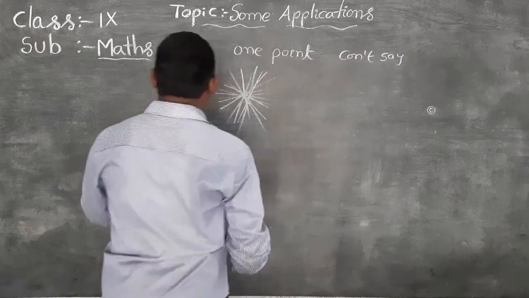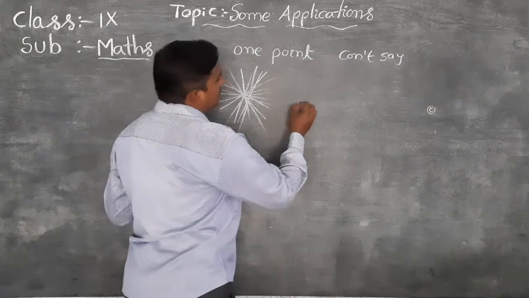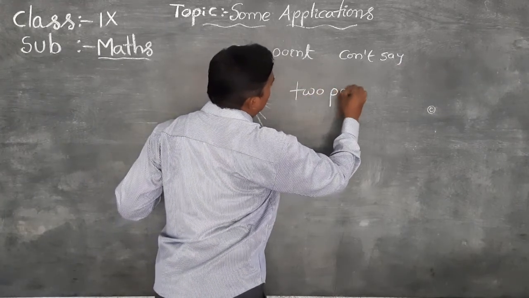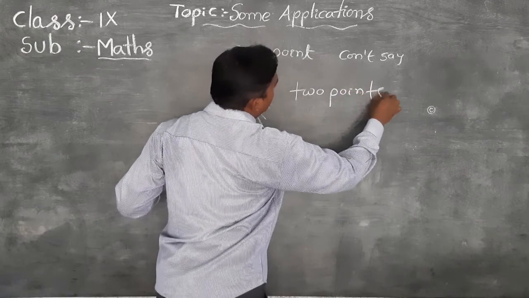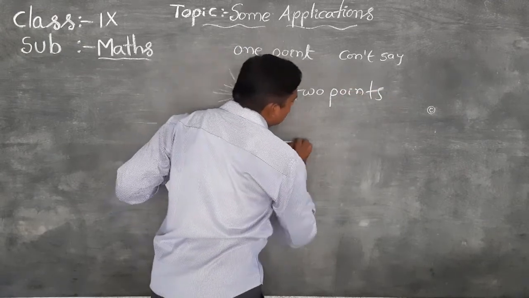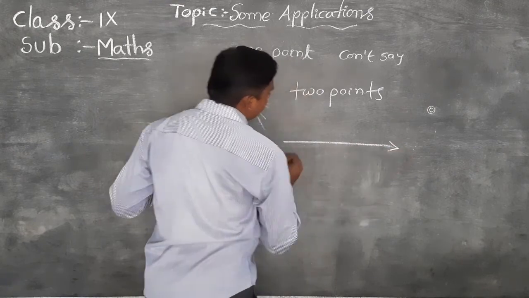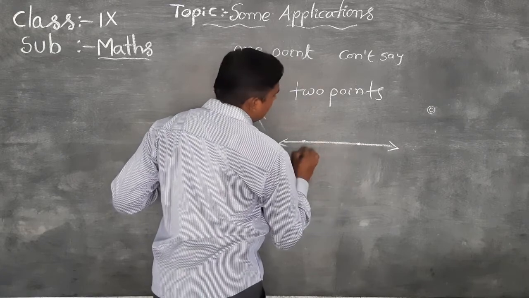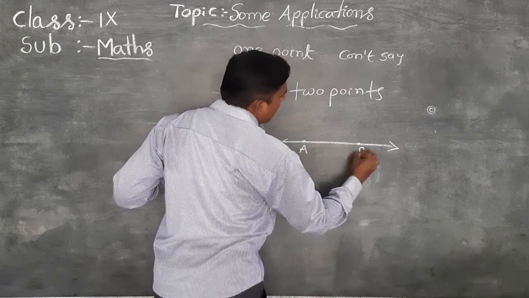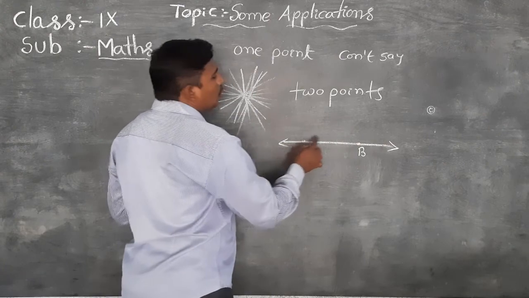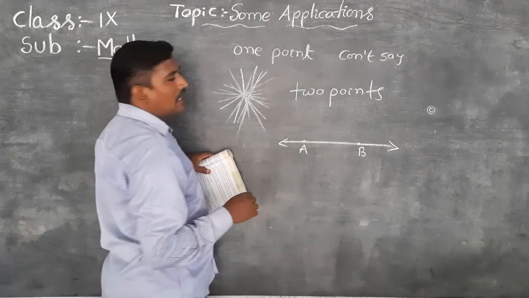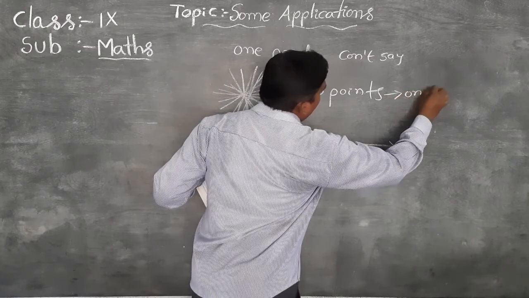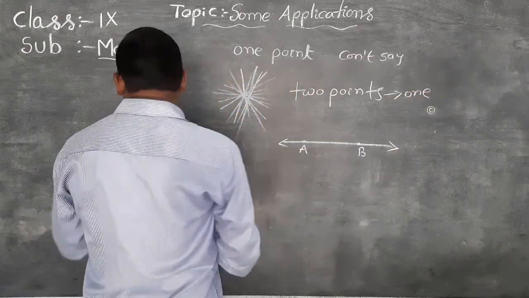Through 2 points, how many lines are possible? Only one is possible. Here 1 point, here 1 point. This is A, this is B. Straight lines through 2 points, how many are possible? Only one possible.